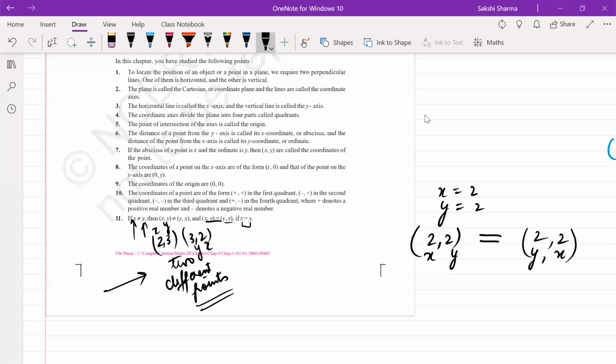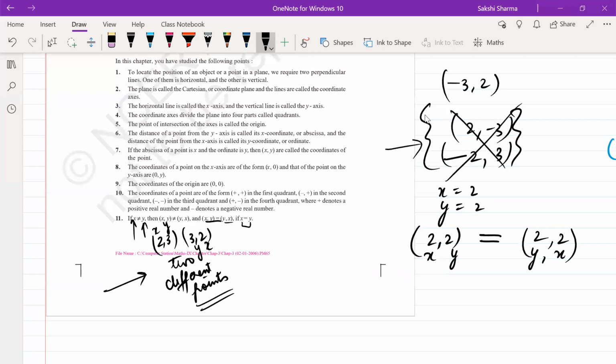Simple सी बात है. अगर हम values को interchange कर दें, हम swap कर दें, तो वो point different हो जाएगा. The importance of this result, although, is very crucial to your score, because अगर आपको plot करने के लिए बोला है -3, 2 और आप plot कर देते हो 2, -3, या फिर आप plot कर देते हो -2, 3, this is just something that could happen while you're doing it. So आपके marks गलत कट जाएंगे, ये गलत होगा.